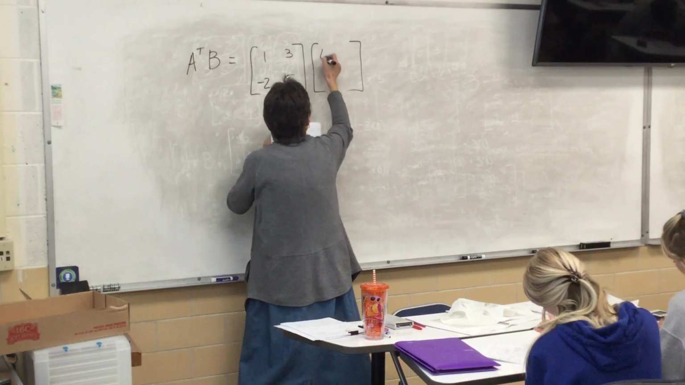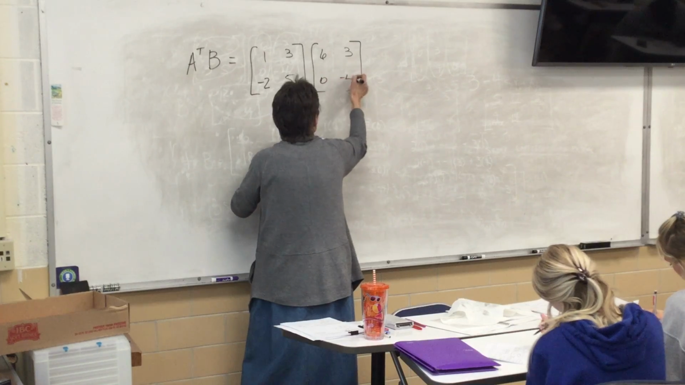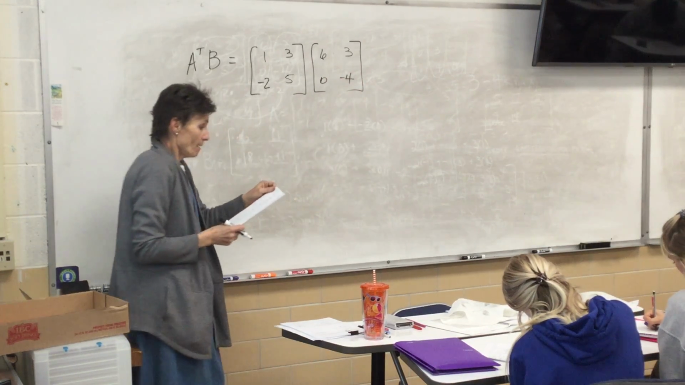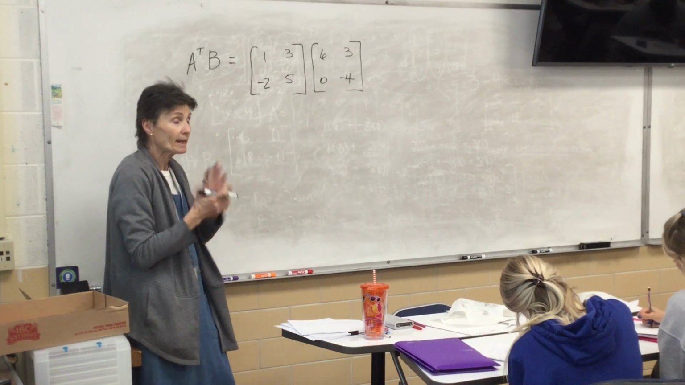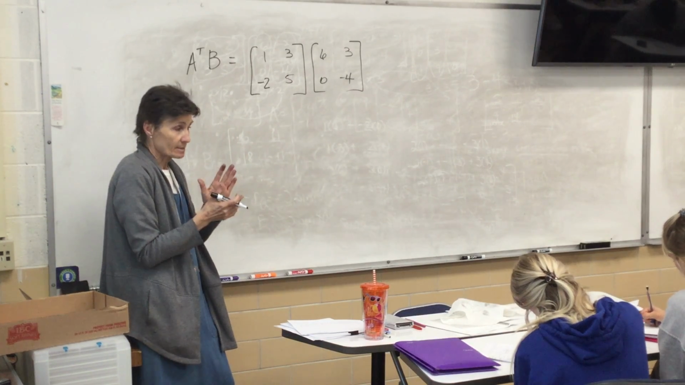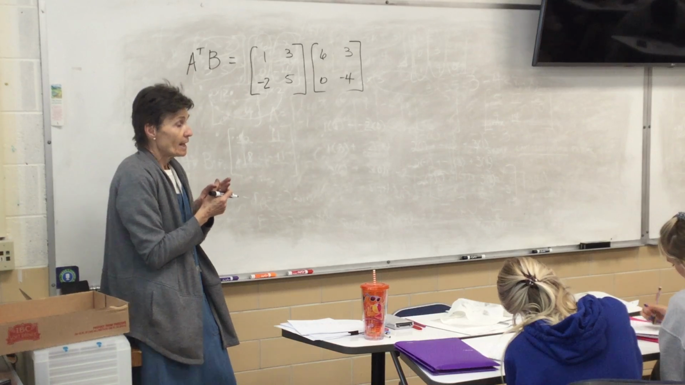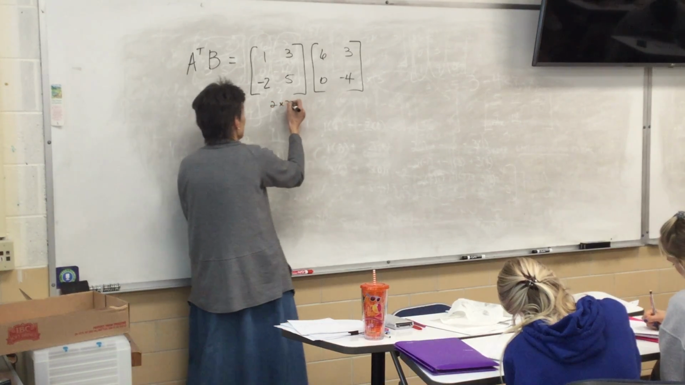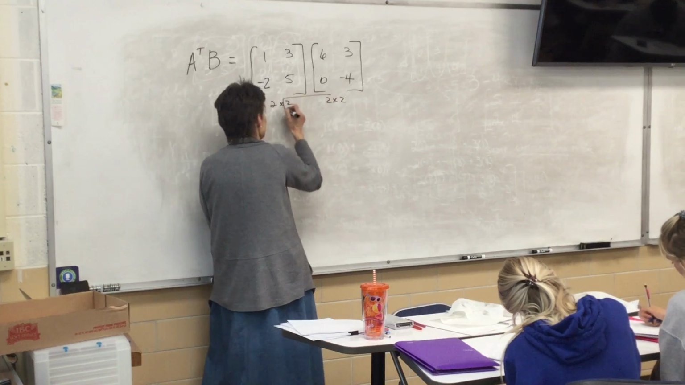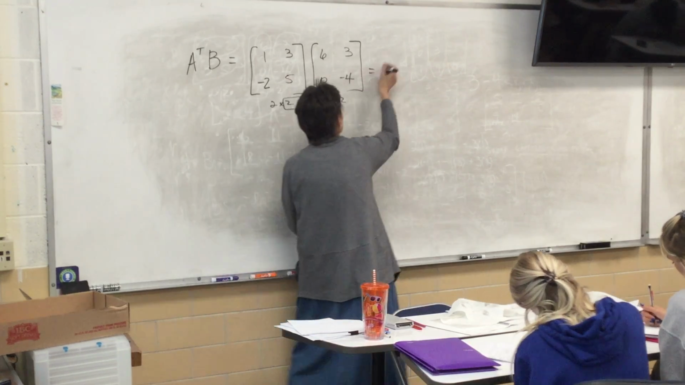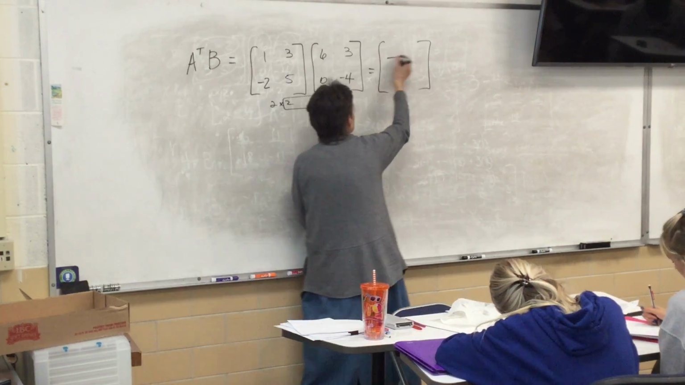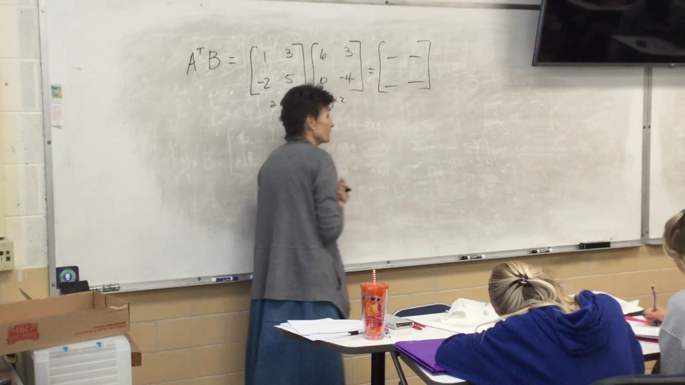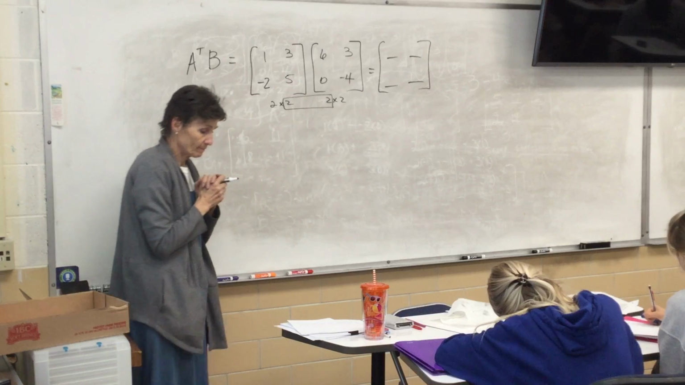And then B, I'm not doing anything to it. My job is to multiply these. Can I? Yes, they are multipliable. And since they're 2 by 2s, inside dimensions match, I'm going to get another 2 by 2. All right, let's see if you can fill those in. You did a great job with the last one.